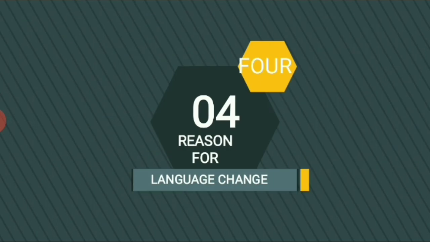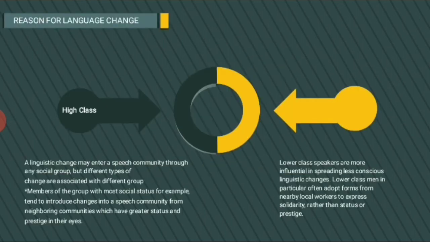And then this is the fourth material of our presentation: reasons for language change. So the first reason for language change is the connection within each speaker. So here in the high class, a linguistic change may enter a speech community through any social group, but different types of change are associated with different groups. For example, members of the group with more social status tend to introduce changes into a speech community from neighboring communities which have greater status and prestige in their eyes.